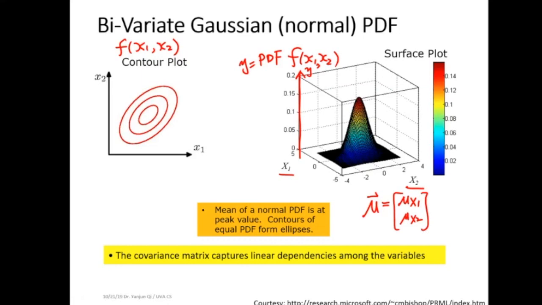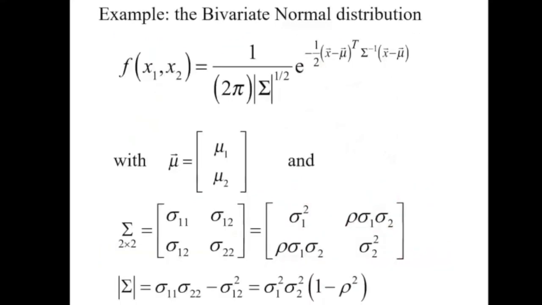And the width of this surface represents sigma, which is illustrated on this page. Sigma here is the covariance matrix. The diagonal terms are the variances of the first feature and the second feature. The off-diagonal terms represent the covariance between x1 and x2. And covariance sigma 1,2 is equivalent to the correlation times sigma 1 and sigma 2.